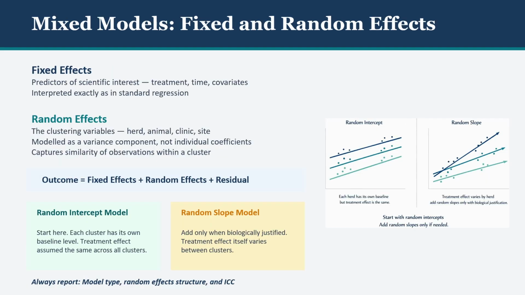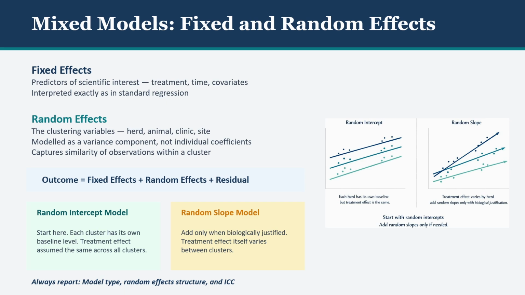Models have 2 types of effects: fixed and random, and understanding the distinction is the conceptual key to the whole approach. Fixed effects are your scientific question, the predictors you want to estimate and report, treatment group, time point, covariates like BCS and parity. Their interpretation is identical to standard regression. The coefficient is the expected change in outcome per unit change in that predictor, holding all others constant.